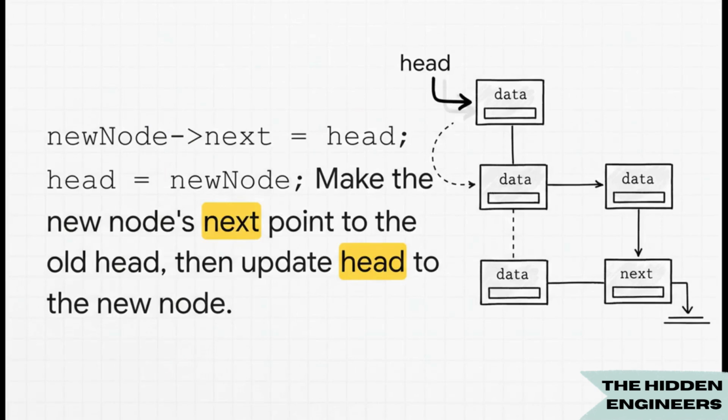So, how do we add a node to the front of the list? It's a simple little two-step dance. Step 1, we tell our brand new node's next pointer to point to whatever the current beginning of the list is. Step 2, we update that main head pointer to say, hey, forget the old one, this new node is the beginning now. Simple and super elegant.